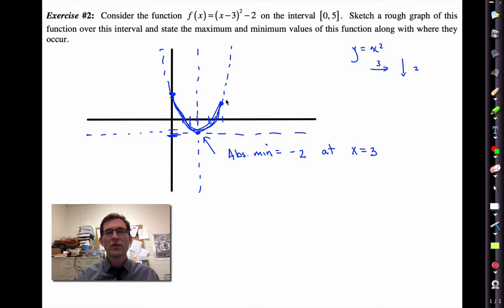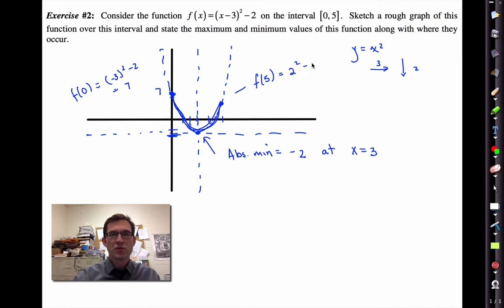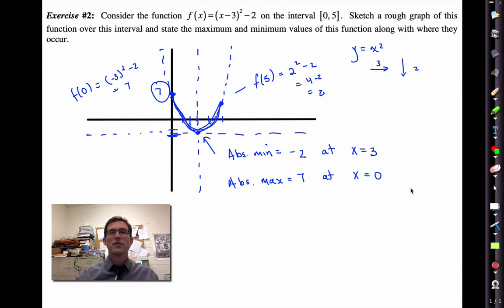Now, I don't know. The absolute maximum is one of these two. It looks like it's at x equals 0, but let's figure out what f of 0 is. f of 0 is (-3) squared minus 2. That's 9 minus 2 is 7. And let's figure out what f of 5 is. That's going to be 5 minus 3, which is 2, squared, minus 2, gives me 4 minus 2 is 2. So that is my winner. So my absolute max is equal to 7 at x equals 0.